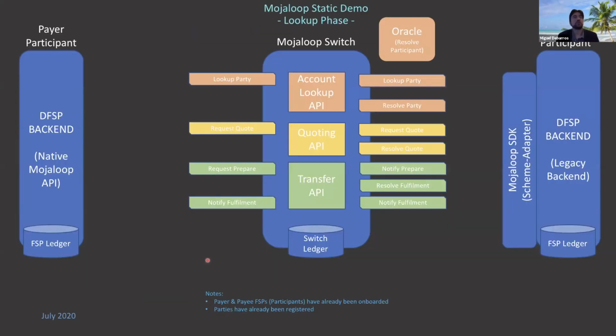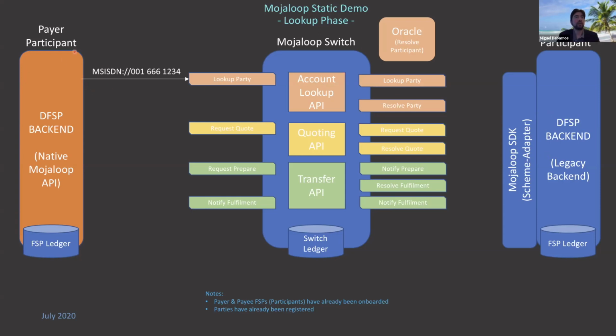So this is just showing you quickly the lookup phase. On the far left, we have the payer participant, who's a DFSP with his backend. He has his own ledger. And on the far right, we have the payee participant, and they have their own ledger, etc. They have a legacy backend here, and they've utilized the Mojaloop SDK to provide a scheme adapter, which basically provides an interoperability layer between their legacy backend and the Mojaloop API, as well as offloading all the security aspects that were mentioned there. The mutual TLS, the JWS signing and validation, etc., will be done by this on behalf of the actual participant.